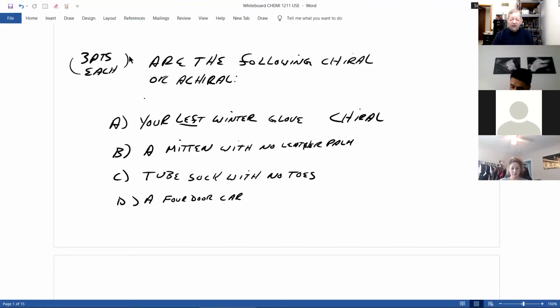And if you don't believe me, take your left glove, hold it up to a mirror, and it'll be your right glove. And they're non-superimposable like your hands. The other thing which can tell is, have you ever tried putting your left winter glove on your right hand? Oh, it doesn't fit right. That's because your hands are chiral and could tell that the glove is chiral and on the wrong hand.